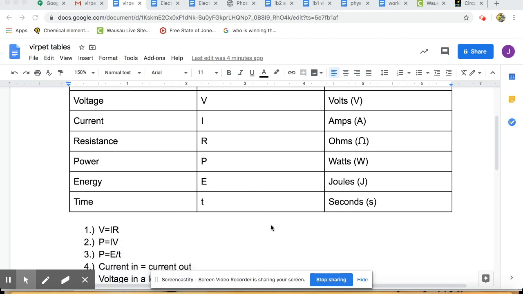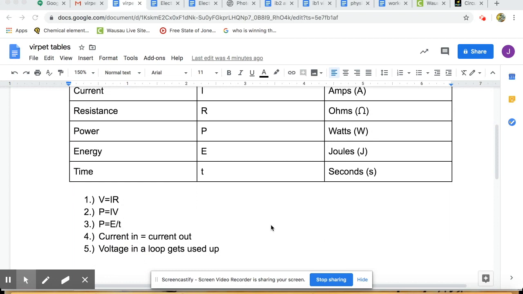Now there are three equations and then two concepts which will help us analyze any type of circuit. So any type of circuit that I throw at you, you can use these five key points to analyze it. The first one is that V equals IR. This is Ohm's law. It says that the voltage used is equal to the current times resistance. So if I take amps times ohms, I get volts.